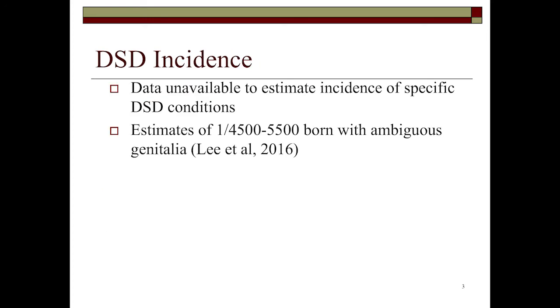The incidence for specific DSD conditions isn't necessarily available, but the estimates are 1 out of 4,500 to 5,500 individuals are born with ambiguous genitalia.